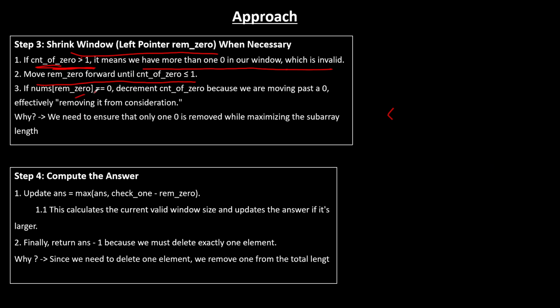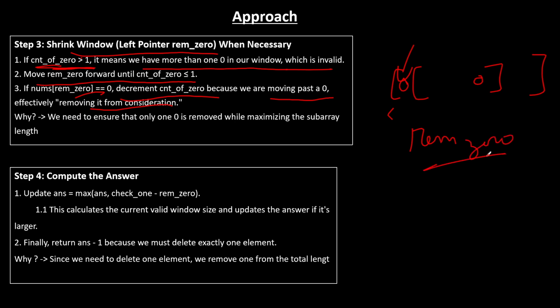Now let's see. If nums[i] is 0, we decrement the count of 0 because we are moving past the 0. Remove it from consideration, that's all. Basically, as I told you, if 0 is here, the new window will start from here. For example, if you encounter 0, we have to exclude, discard this 0. That's why we will be incrementing i, to ensure that only one 0 is removed while maximizing the length and that there is only one 0 present in the subarray.